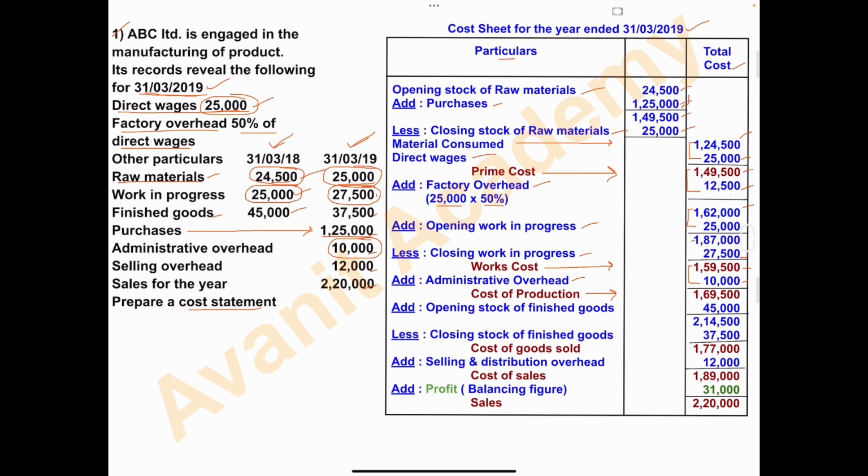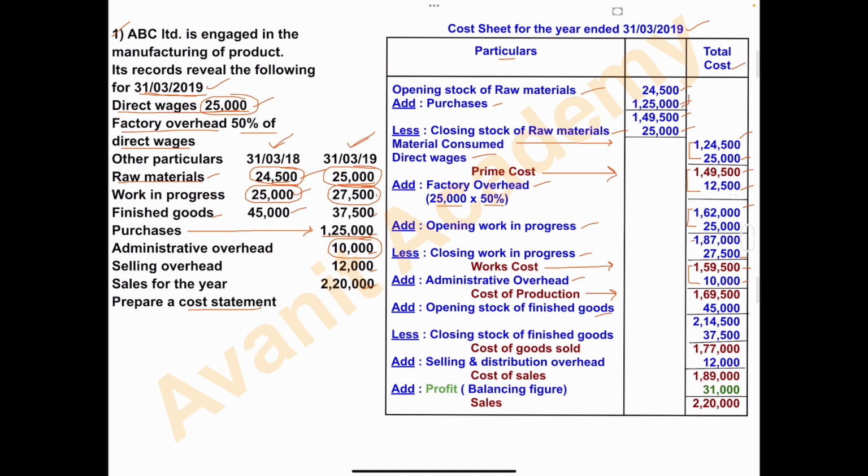To that cost of production, we have to add opening stock of finished goods, and we have to less closing stock of finished goods. Opening we have to add, and closing we have to less. In work in progress also, we did the same thing. Opening work in progress we add, and closing work in progress we less. Here, after cost of production, add opening stock of finished goods.